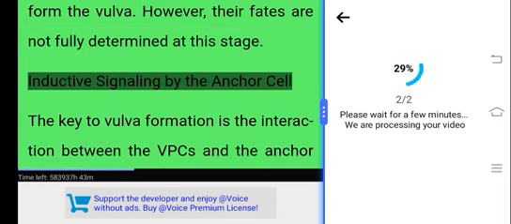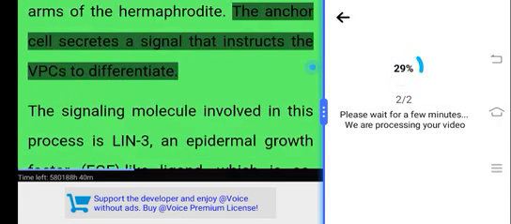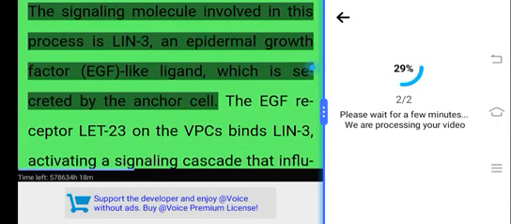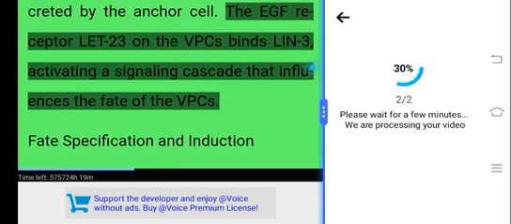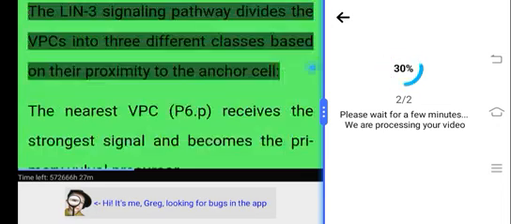Inductive signaling by the anchor cell. The key to vulva formation is the interaction between the VPCs and the anchor cell, which is located in the gonadal arms of the hermaphrodite. The anchor cell secretes a signal that instructs the VPCs to differentiate. The signaling molecule involved in this process is LIN-3, an epidermal growth factor, EGF-like ligand, which is secreted by the anchor cell. The EGF receptor LET-23 on the VPCs binds LIN-3, activating a signaling cascade that influences the fate of the VPCs.